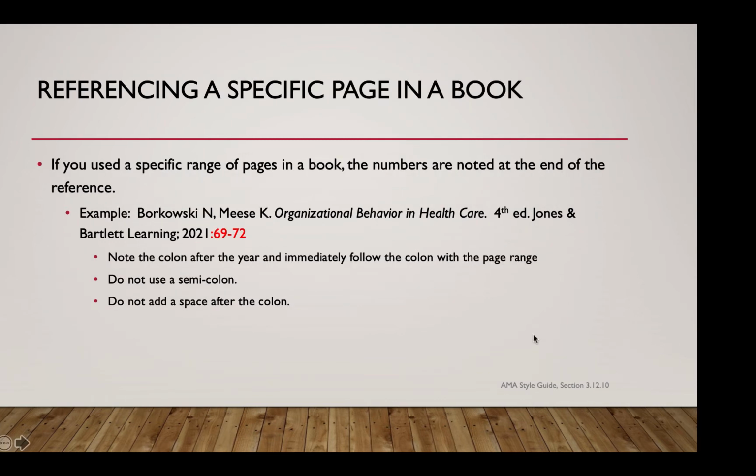You may want to reference a specific page or a set of pages within a book. When you do that, you would use the same base for the book itself. Like, again, here's an example of our textbook. And after the year, you would put a colon, and then directly after the colon, you would put the page numbers, 69 through 72. You do not use a semicolon, you use a colon, and the numbers immediately follow the colon.